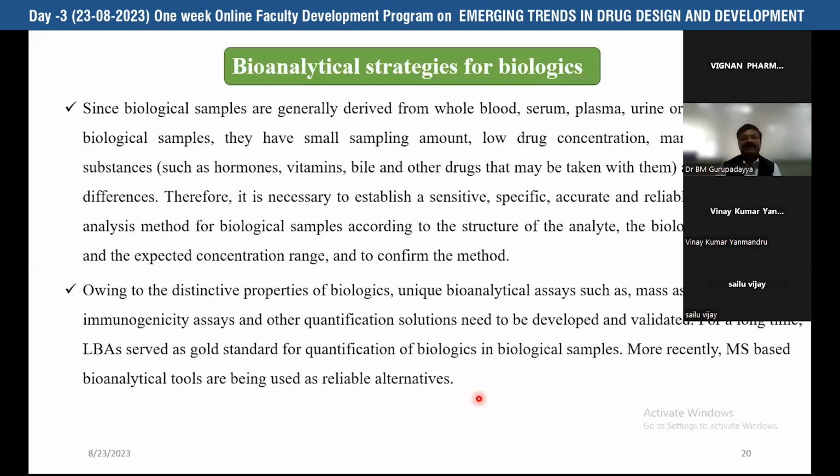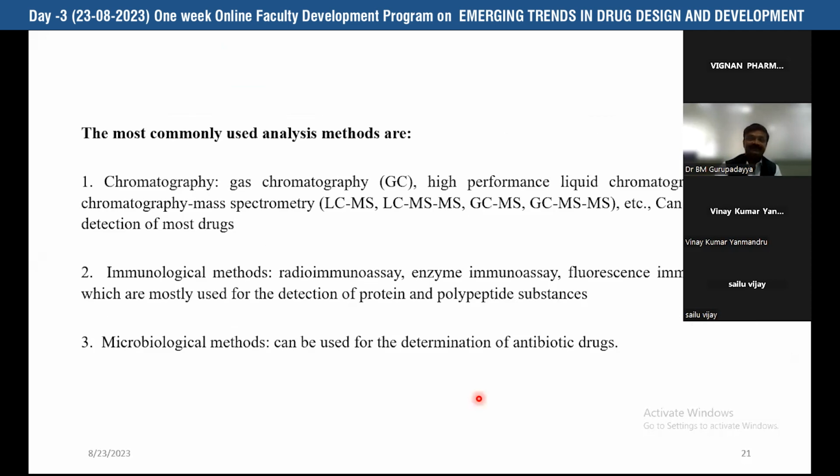So this is the technique which is the gold standard, but we are also going to consider that some of the techniques, ELISA techniques, are also considered one of the best techniques for the quantification of the drug, where the samples are of biological origin.